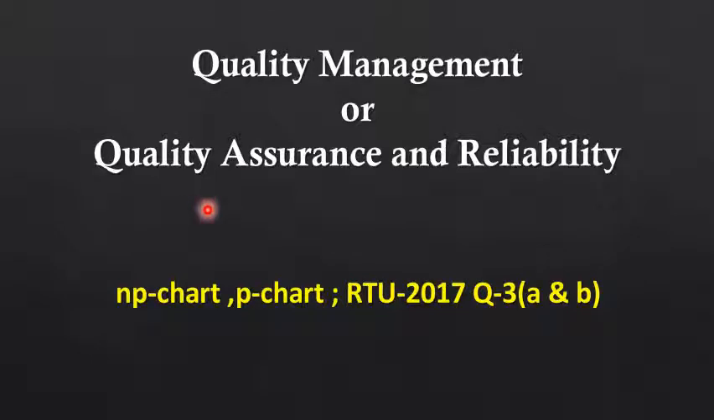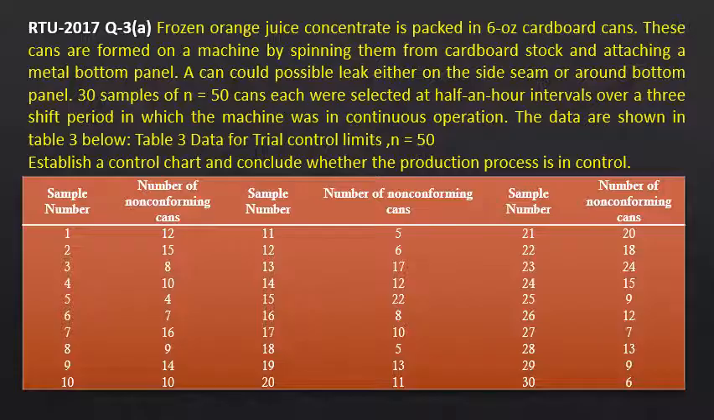Hello everyone. In today's quality management class, we are going to solve one of the numericals from an RTU old paper. This numerical contains two parts: the first is a P chart example, and the second is an NP chart example.